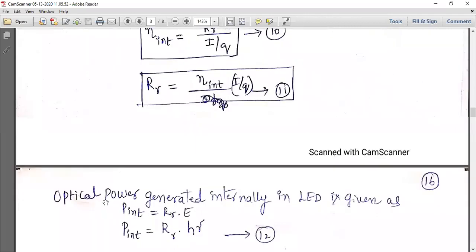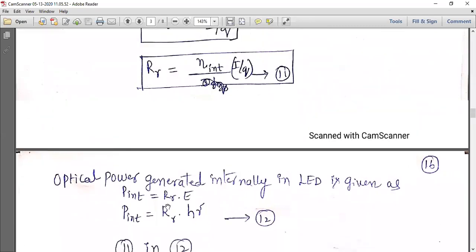So the output power generated internally in the LED is given as, now we'll go for power, internal power. Quantum efficiency is over. In order to know the output optical power generated, we have converted R_R into this equation. So output power is nothing but R_R, the radiative recombination rate, into energy. Energy into the rate gives you the power, so it is the internal power. We know that energy is equal to h nu to generate the light.